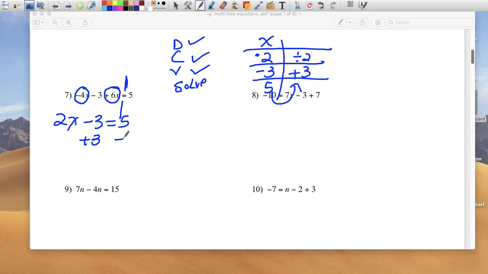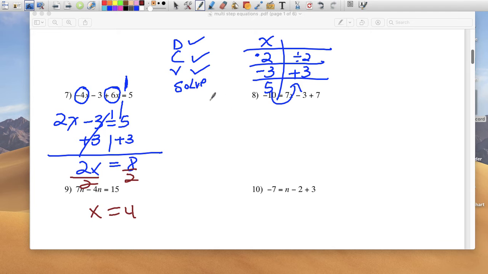Plus 3, plus 3. Make sure you know that it's plus 3 on both sides. That equals 8. Minus 3 and plus 3 is 0. Bring down the 2x. And now we're going to divide by 2. Divide by 2. And x equals 4.